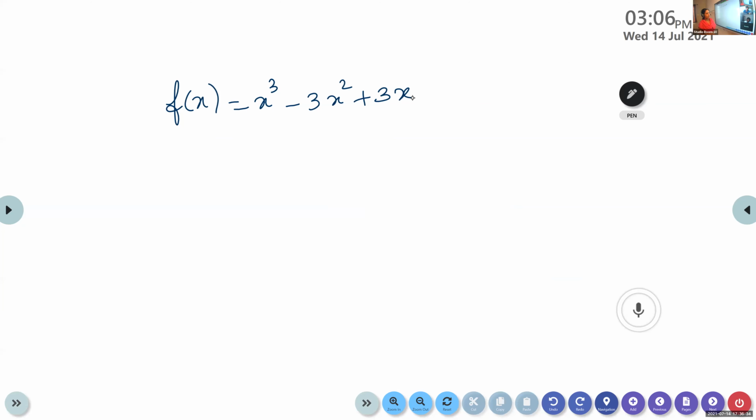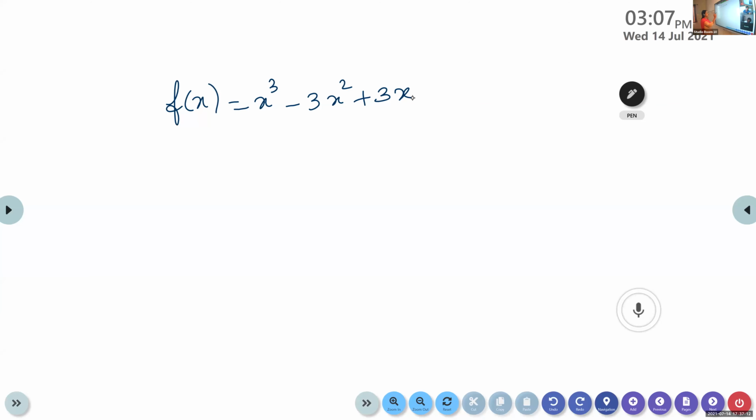Show that the function f of x is equal to x cube minus 3x square plus 3x is strictly increasing on R. We have to prove it is strictly increasing on R.